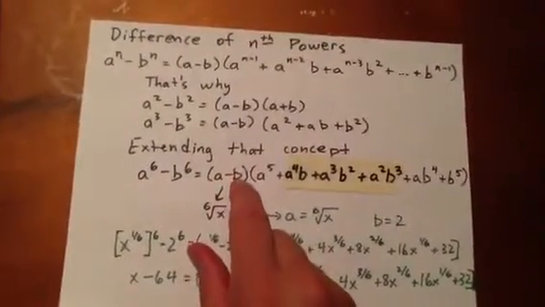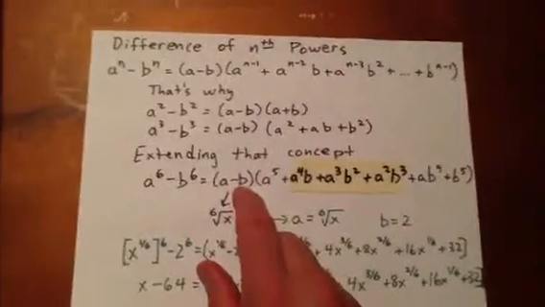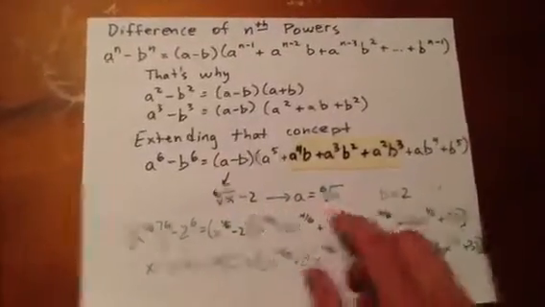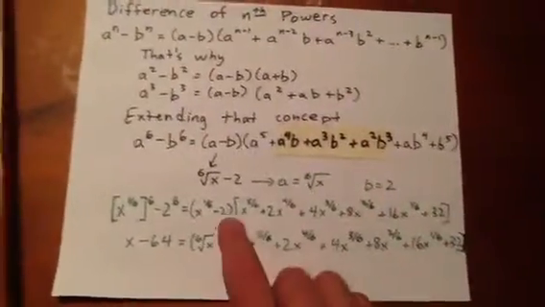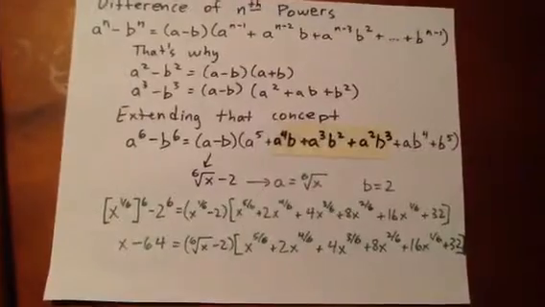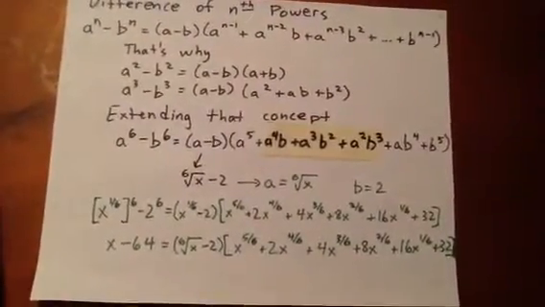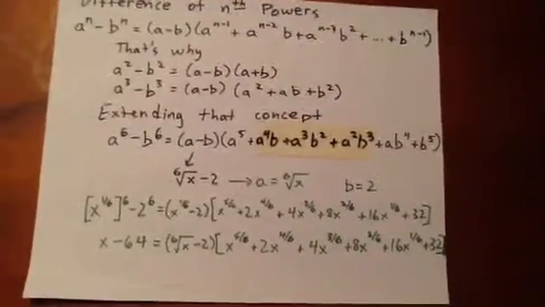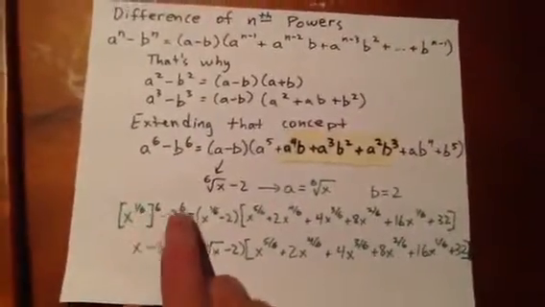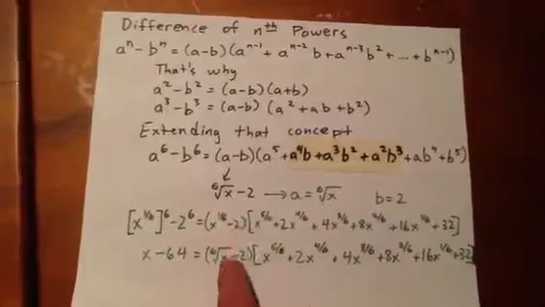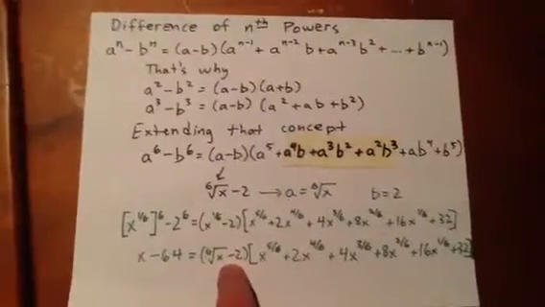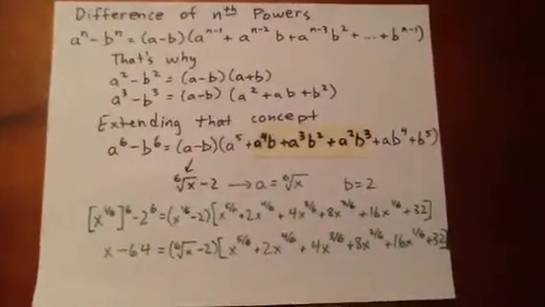So that means that, thinking of our first factor, a minus b, we have the sixth root of x minus 2. We can let a be the sixth root of x and b be 2. Well, that means that the second factor becomes x to the 5 sixths plus 2x to the 4 sixths plus 4x to the 3 sixths plus 8x to the 2 sixths plus 16x to the 1 sixth plus 32. And so x minus 64, which is this quantity minus that quantity, is going to equal this first factor, which is exactly what the denominator is in our question, times this second factor.